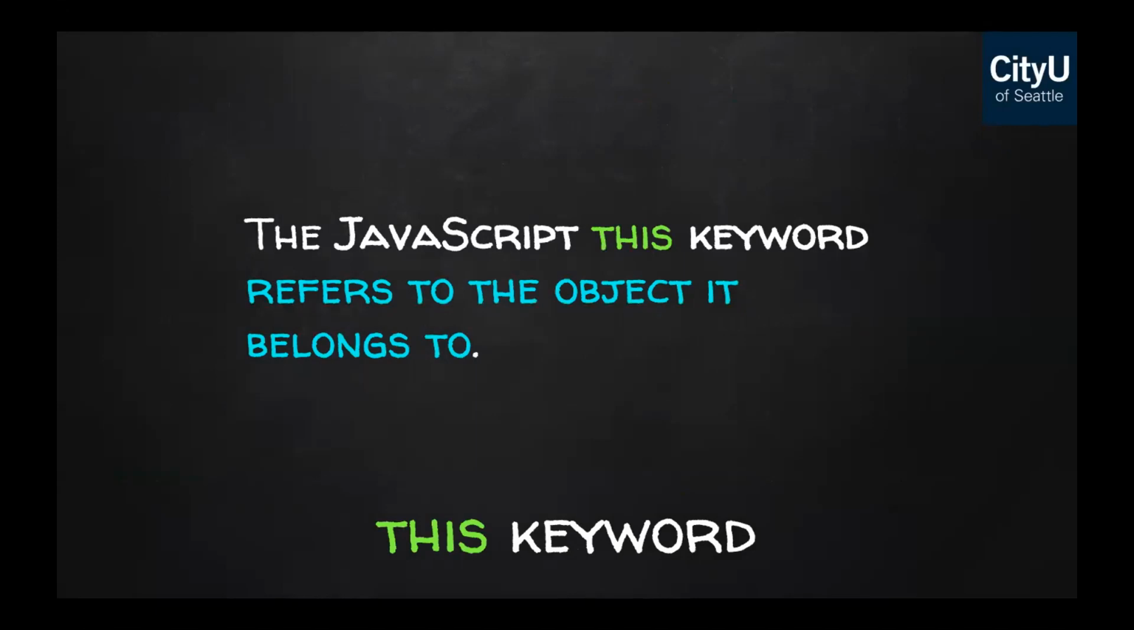JavaScript uses the this keyword. It refers to the object that it belongs to. So whenever you invoke this, you invoke the object that it belongs to. And again, there are tons of other use cases for this, and it can be super confusing.